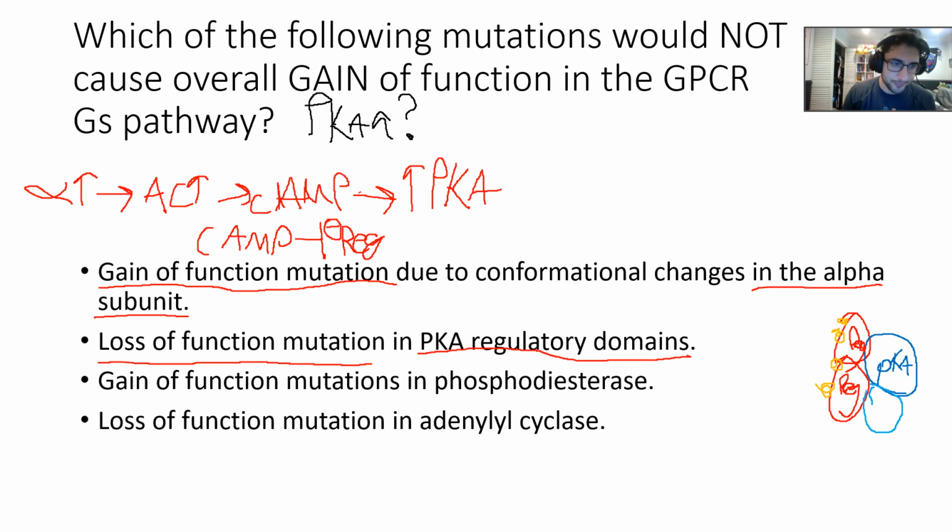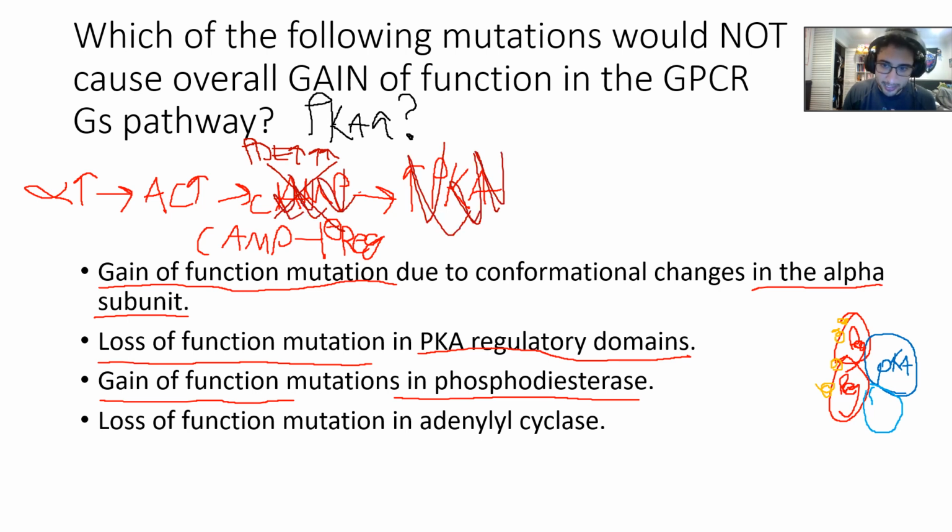All right. A gain of function mutation in phosphodiesterase. Okay, so where does that fit into our balance? Phosphodiesterase is going to break down cyclic AMP. When phosphodiesterases are overexpressed or have gain of function, we're going to have decreased cyclic AMP, which is going to lead to decreased protein kinase A, because you won't have binding of the regulatory region so that the protein kinase A can't come off of the regulatory region. So this would cause loss of function in the GPCR pathway as an end result.